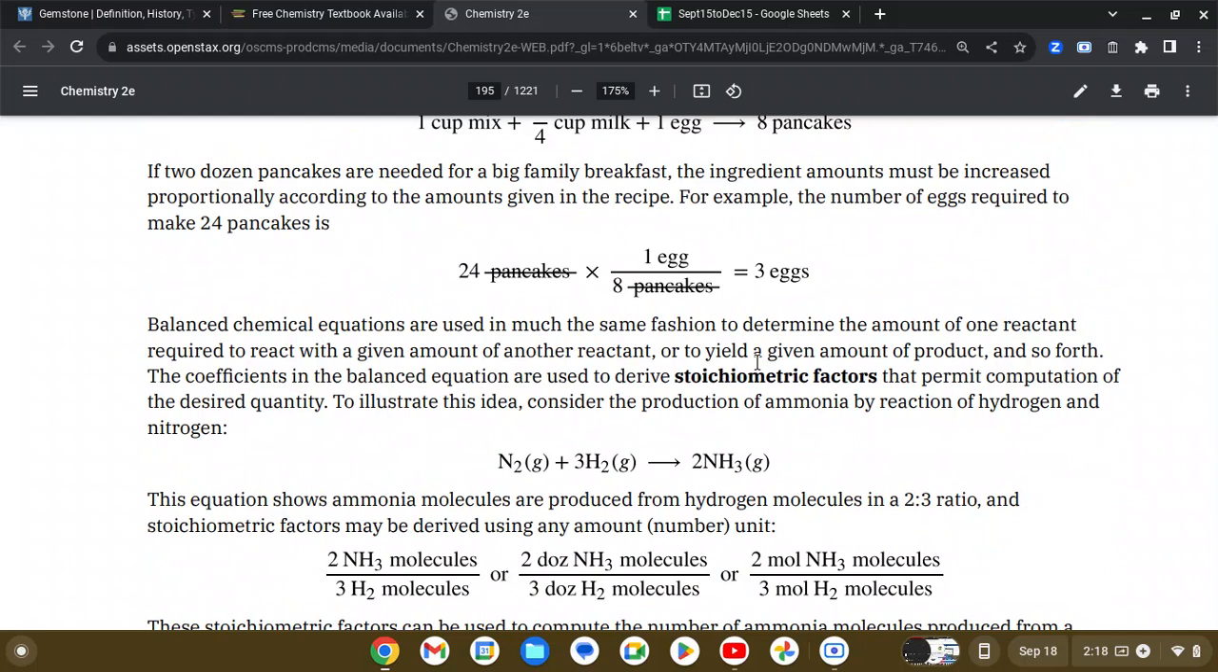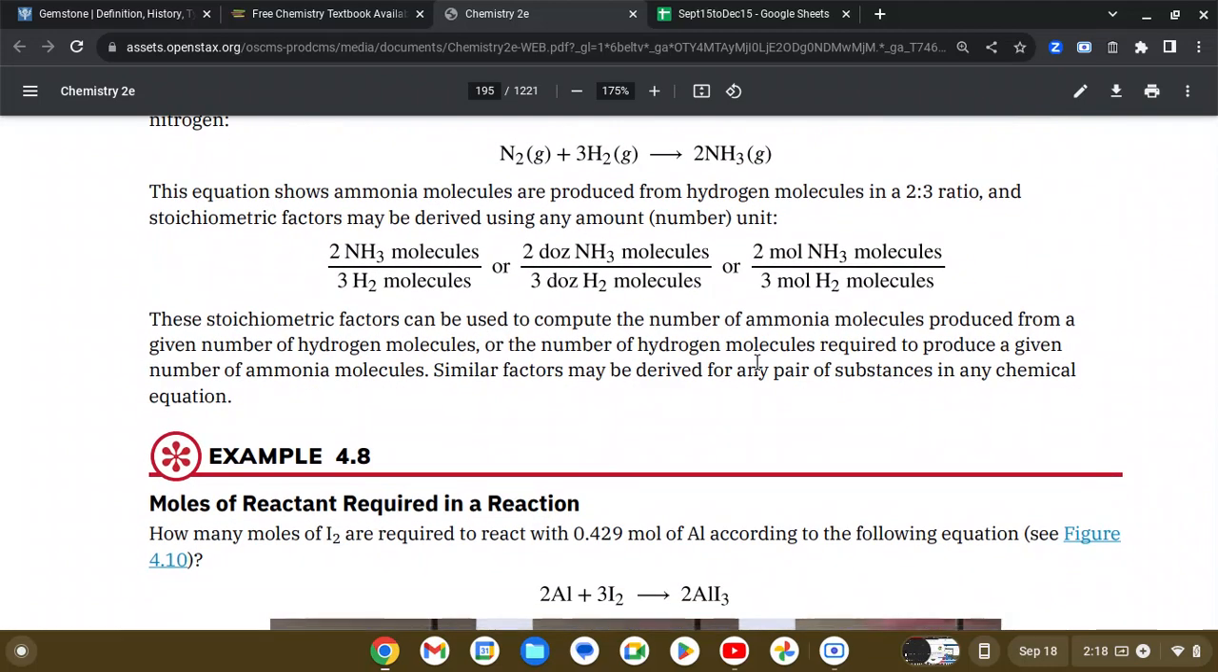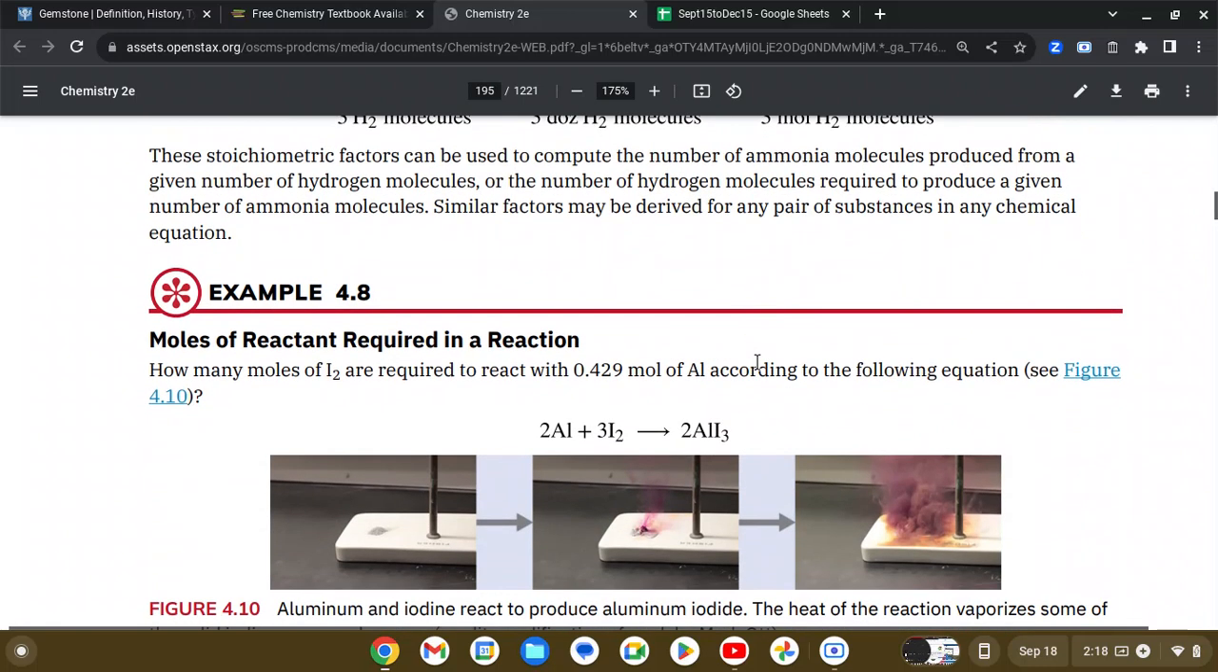To illustrate this idea, consider the production of ammonia by reaction of hydrogen and nitrogen. This equation shows that ammonia molecules are produced from hydrogen molecules in a 2:3 ratio, and stoichiometric factors may be derived using any amount or number or unit. These stoichiometric factors can be used to compute the number of ammonia molecules produced from a given number of hydrogen molecules, or the number of hydrogen molecules required to produce a given number of ammonia molecules. Similar factors may be derived for any pair of substances in any chemical equation.